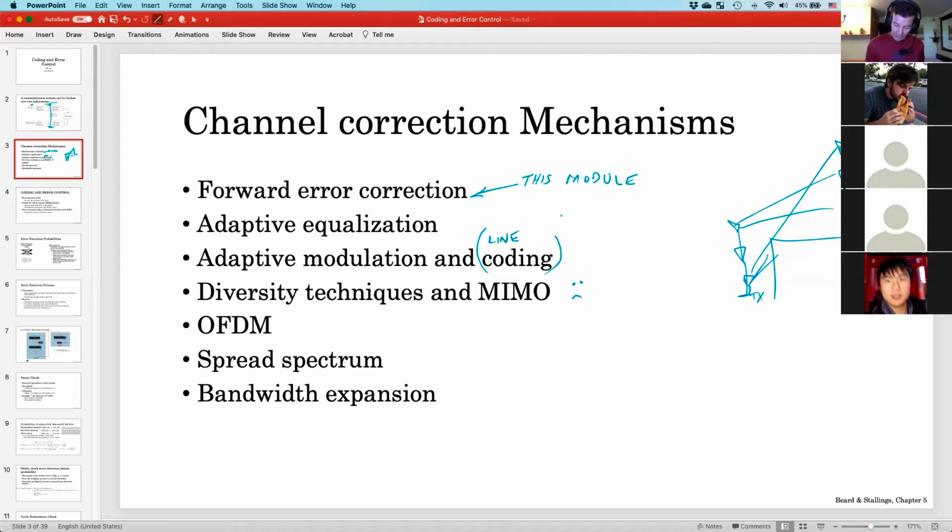So we are going to focus on what's called forward error correction. This is in contrast to feedback error correction, where there is a feedback loop between the transmitter and receiver to try and work out what bits were sent at any given time. This is going to be, if you like, an open loop type solution.